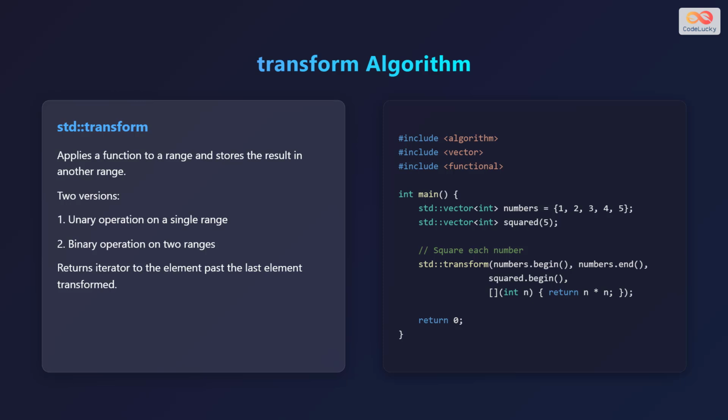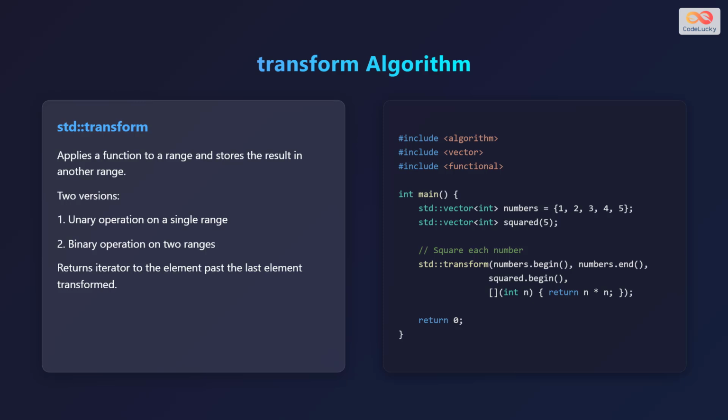Now let's look at a code example. First, we include the necessary headers, which are algorithm, vector, and functional. Inside the main function, we create a vector of integers named numbers and initialize it with the values 1, 2, 3, 4, and 5. Then we create another vector of integers named squared with size 5.